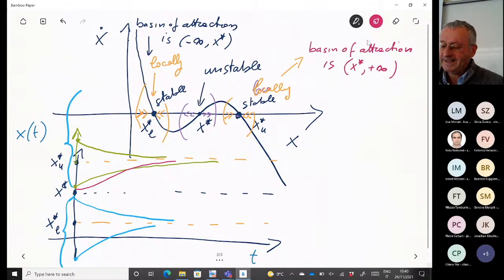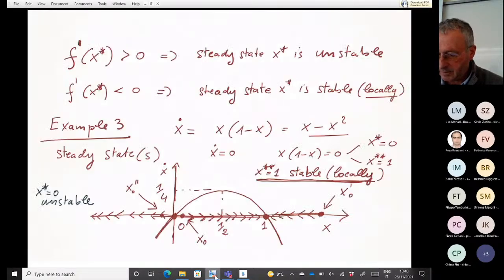Okay, so I think that now, let me see if there is more. Okay, this is the case of the logistic one again. And here is the summary of what we did.